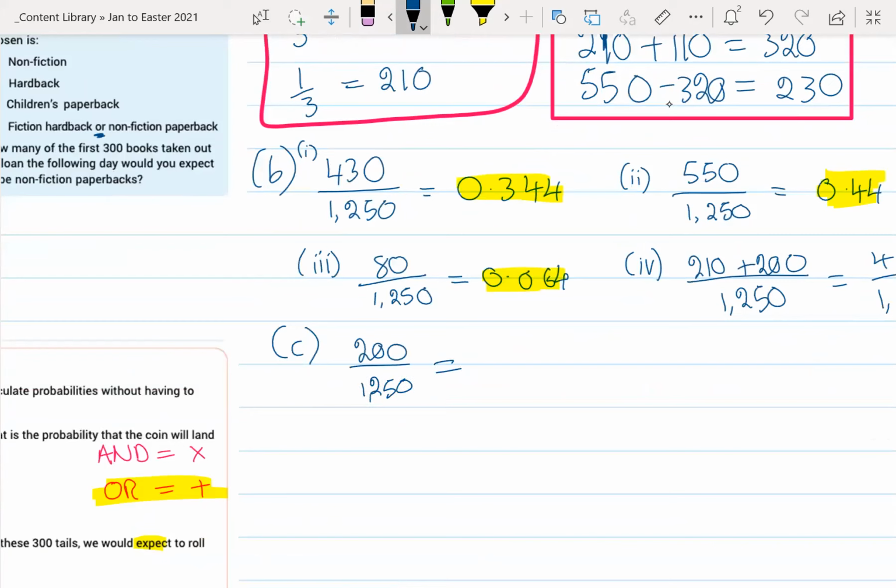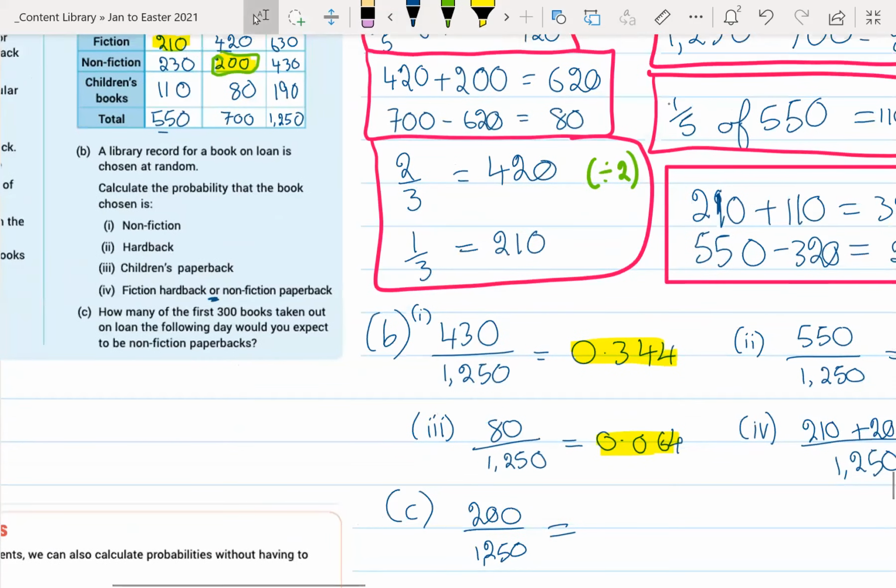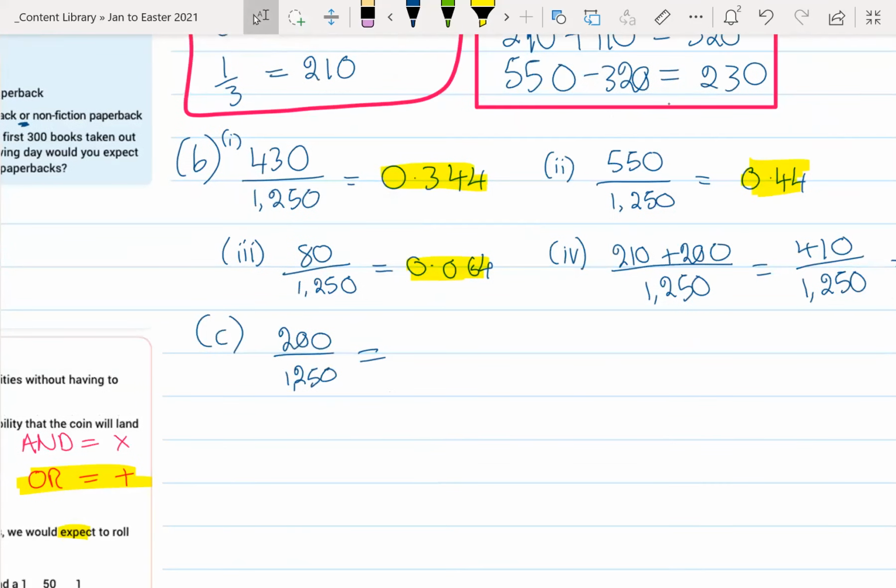That'll tell us the probability of the next day. The question was how many of the first 300? Well, let's find out the probability first. So that's our probability. Let's change it to decimal. 200 divided by 1250 is, as a decimal, 0.16. So we'd expect 0.16 of the 300 that are being rented the next day. Remember, of means to multiply. So we just multiply it by 300. We'd expect 48 of the books to be non-fiction paperback.